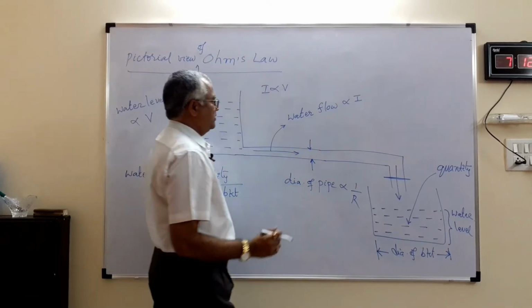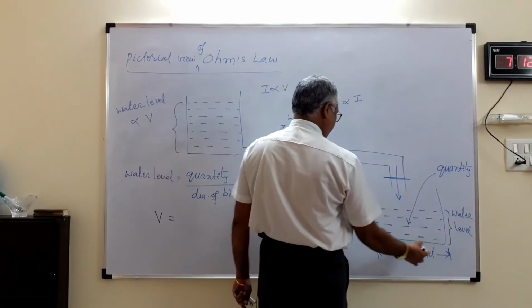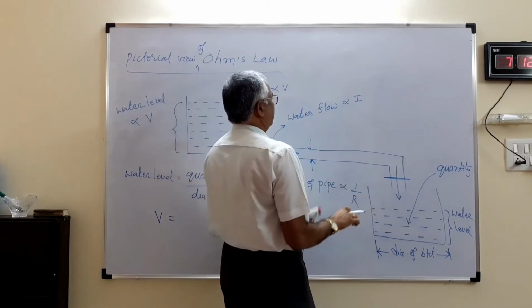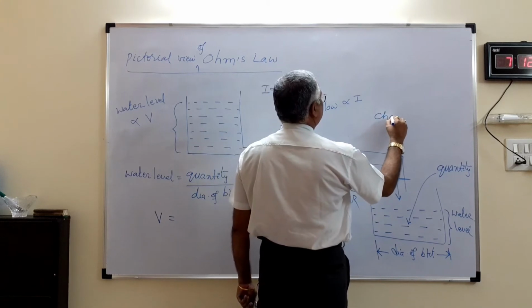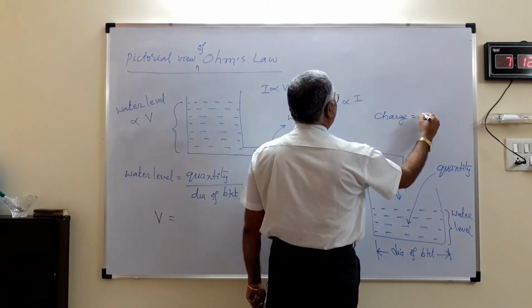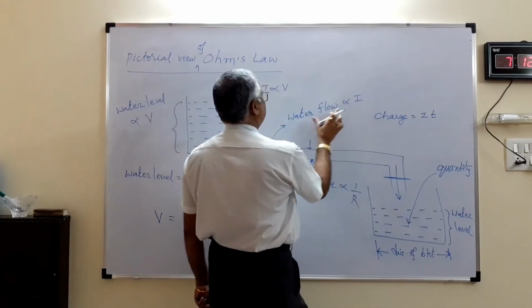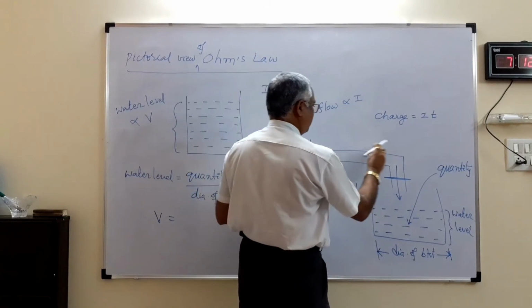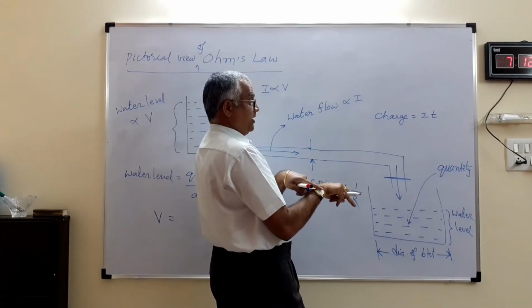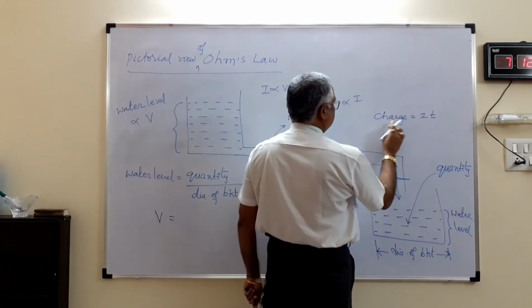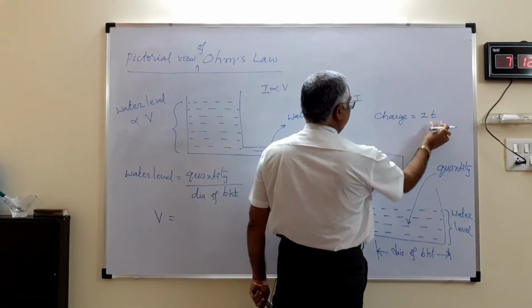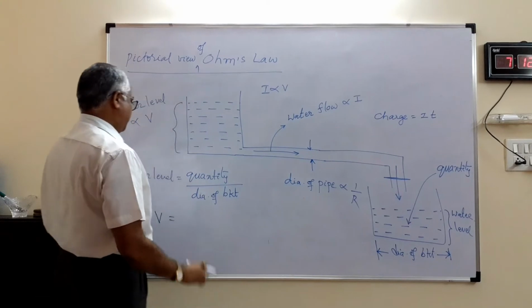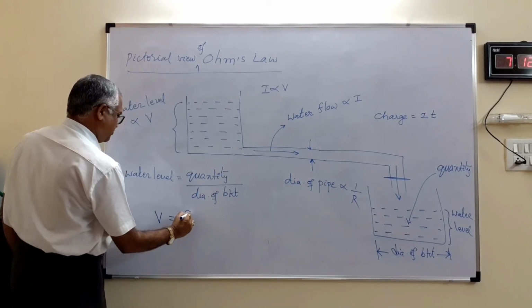Quantity is, just see here, how did you get this water into the bucket? Water is flowing into the bucket for some time. What is the charge concept? Charge is nothing but current into time, no? But what is current? Water flow. Water flowing into the bucket for some time, or current flowing through a wire for some time. Current into time is a charge. Water flowing for some time is a quantity. That means quantity and charge I can correlate. Therefore, this quantity I am replacing with the charge Q.